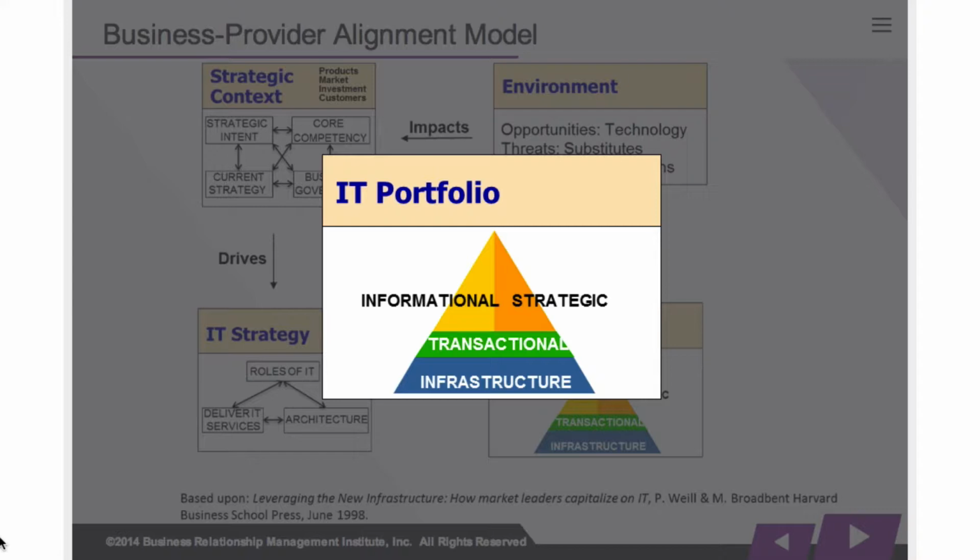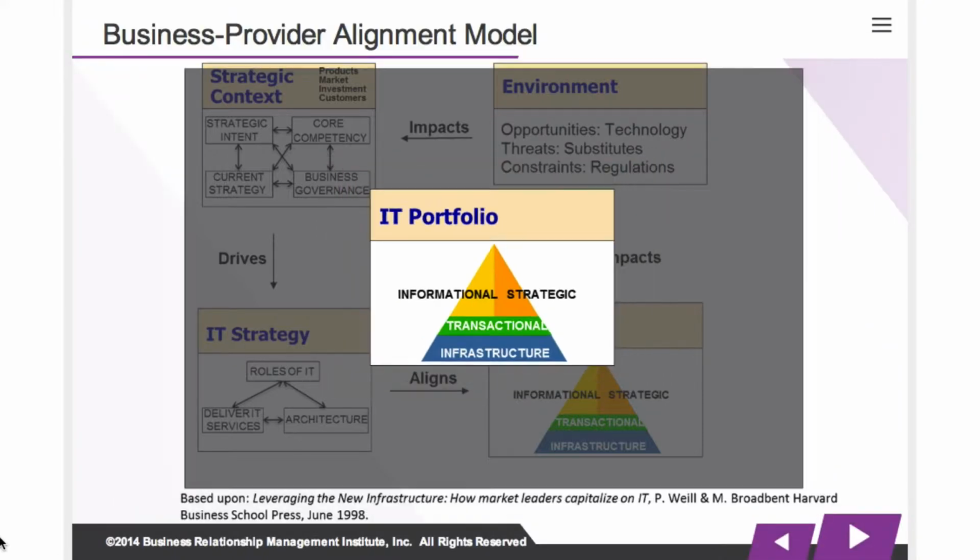The pyramid within the box represents the mix of investments as they relate to business objectives. Informational investments provide better information for the business. Strategic investments help the business to gain competitive advantage, perhaps by enabling major innovations to how it engages with its customers. Transactional investments reduce the cost of doing business. Infrastructure investments provide the base capability.